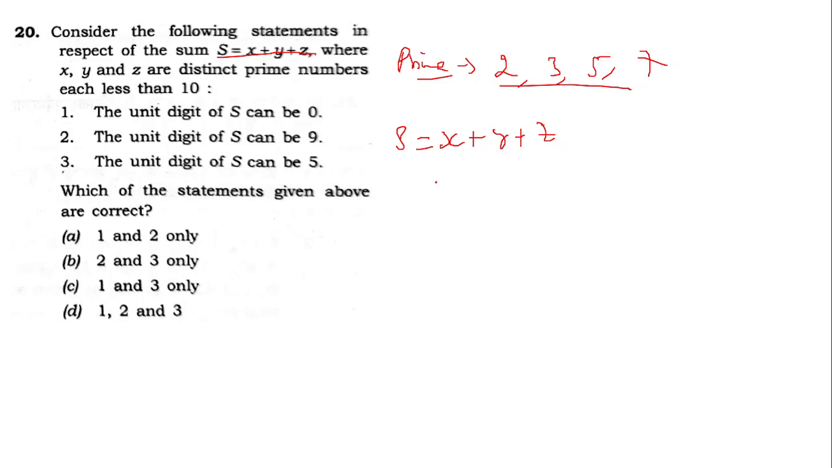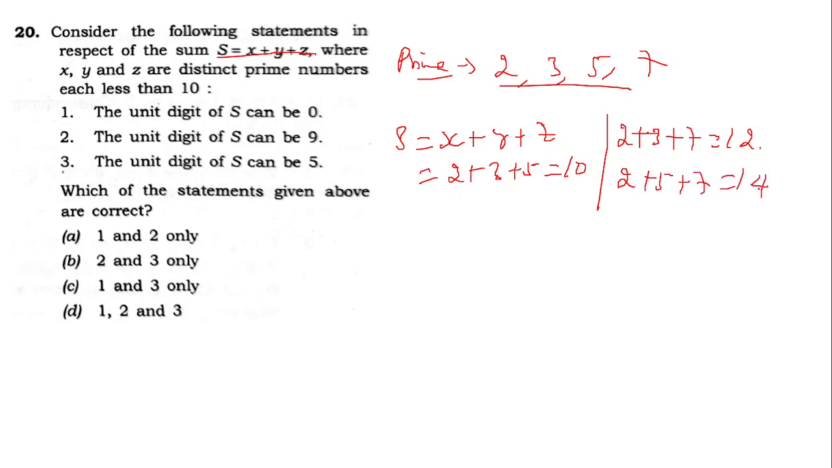Let me go ahead with this way first. 2 plus 3 plus 5 is 10. 2 plus 3 plus 7 is 12. I took 2, 3, 5 and 2, 3, 7. Okay, let me try one more combination. 2 plus 5 plus 7. 2 plus 5 is 7, 7 plus 7 is 14. What is the unit digit here? Here it is 4, here it is 0. So the unit digit of S can be 0? Yes, possible. One answer I got.